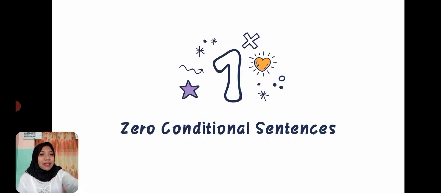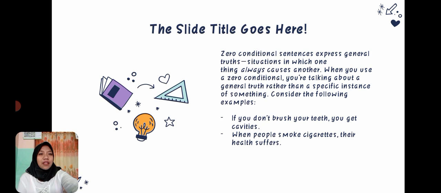Okay, the next slide. Number 1, zero conditional sentences. Zero conditional sentences express general truths, situations in which one thing always causes another. When you use a zero conditional, you are talking about a general truth rather than a specific instance of something. Consider the following examples. If you don't brush your teeth, you get cavities.